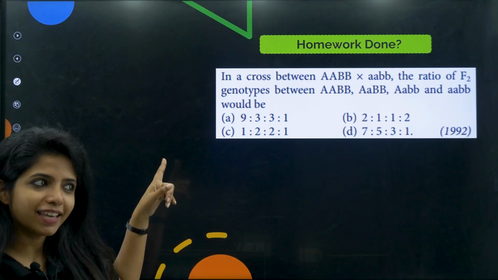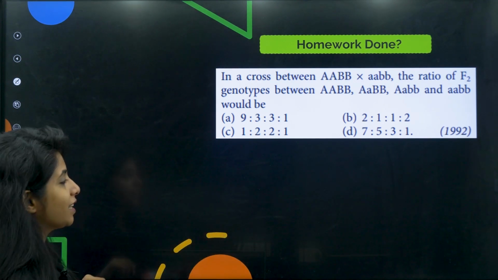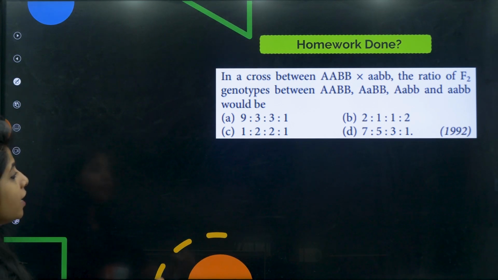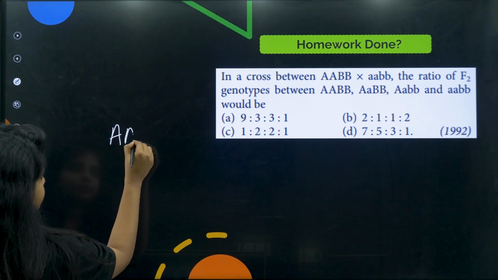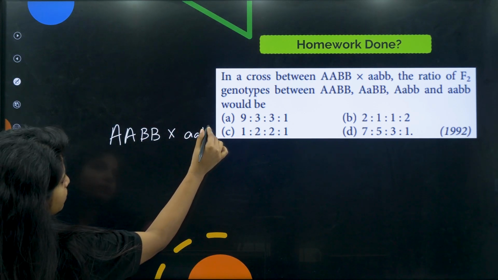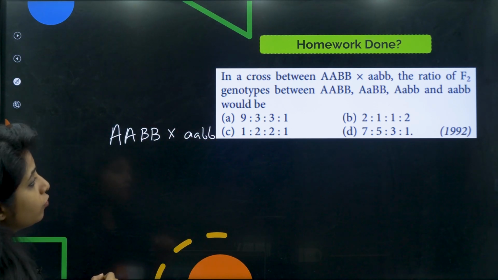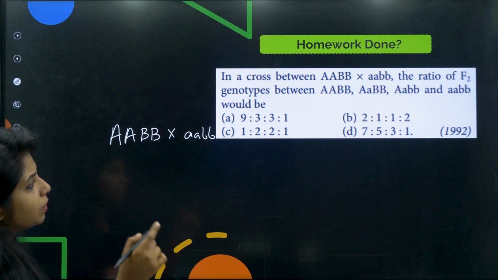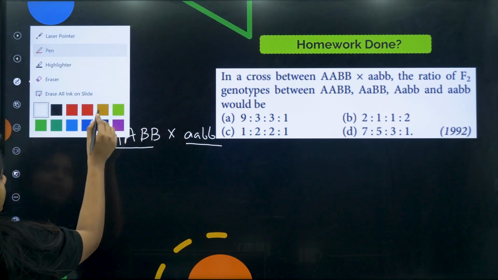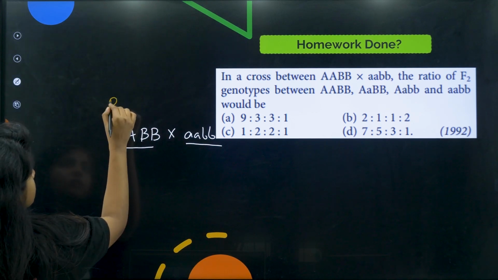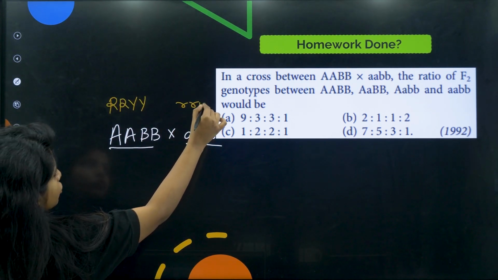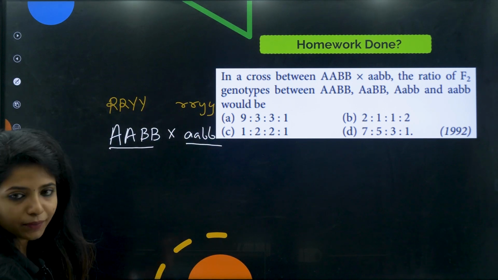And I also remember I gave you homework. Let's see who all got it correct. In a cross between capital A, capital A, capital B, capital B and small a, small a, small b, small b, the ratio of F2 genotypes between AA, BB. So basically this is exactly like the dihybrid cross that we studied, where instead of this it was round, yellow and wrinkled and what children? Green. Same like that.